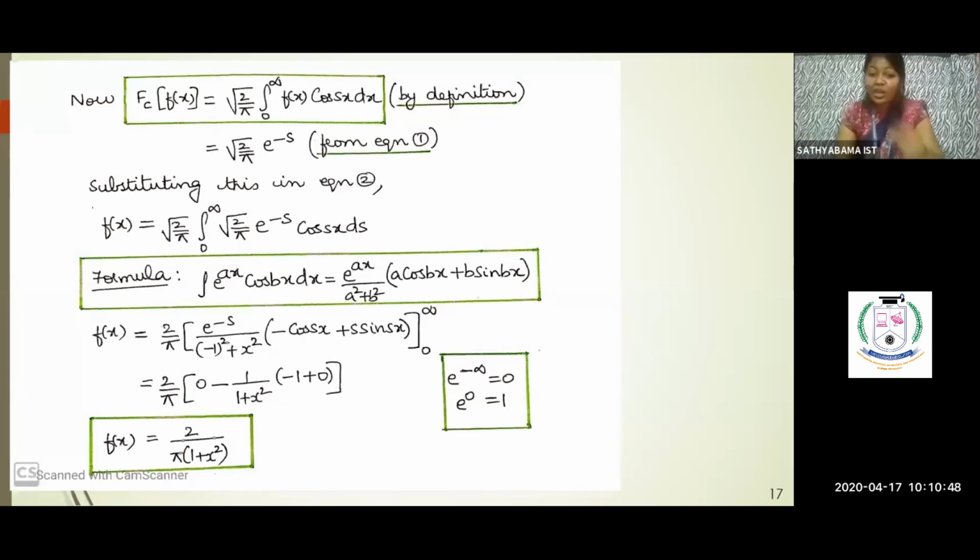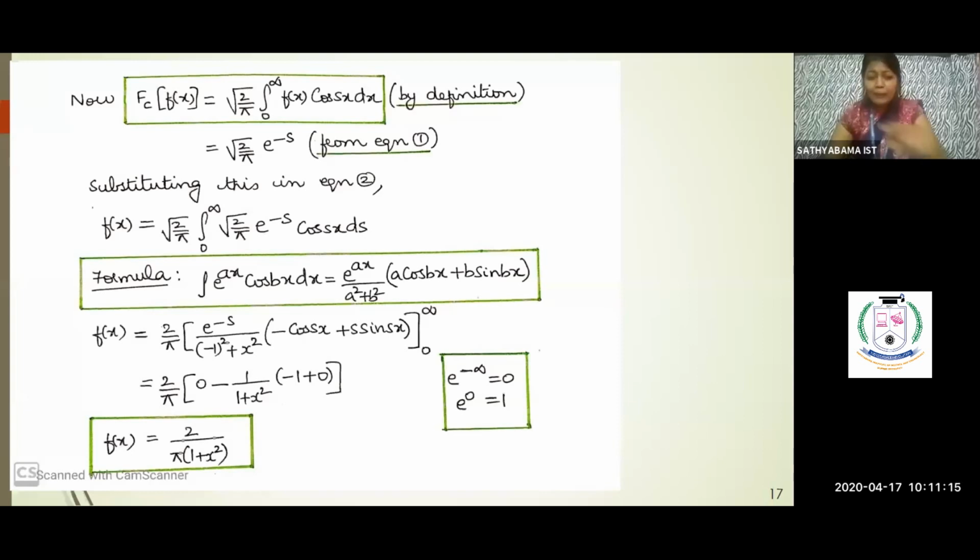Okay. So how do I integrate this? Now look carefully. 2 by pi is just a constant. You can take it outside. If you look at the function, again, it's in what form? e power ax cos bx dx. That's one formula that we saw just now, isn't it? What is integral e power ax cos bx dx? By now you should be thorough. You should be able to say it without looking at the slide. It is e power ax by a square plus b square into a cos bx plus b sin bx.